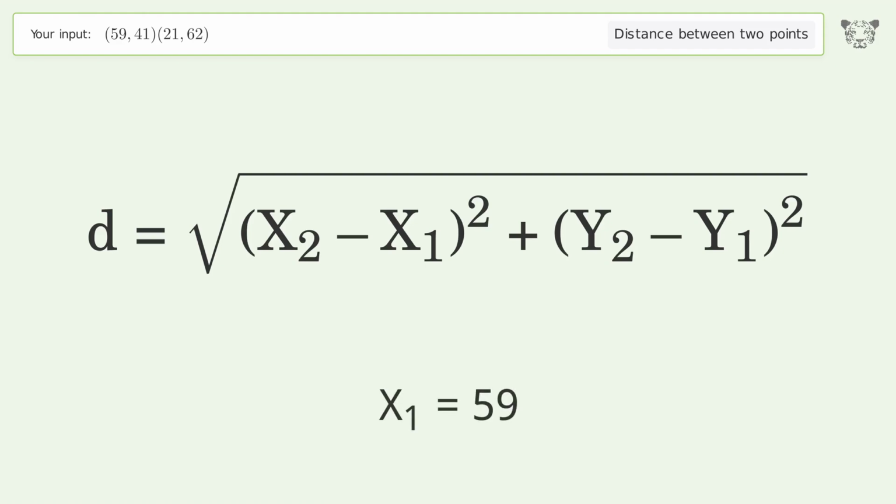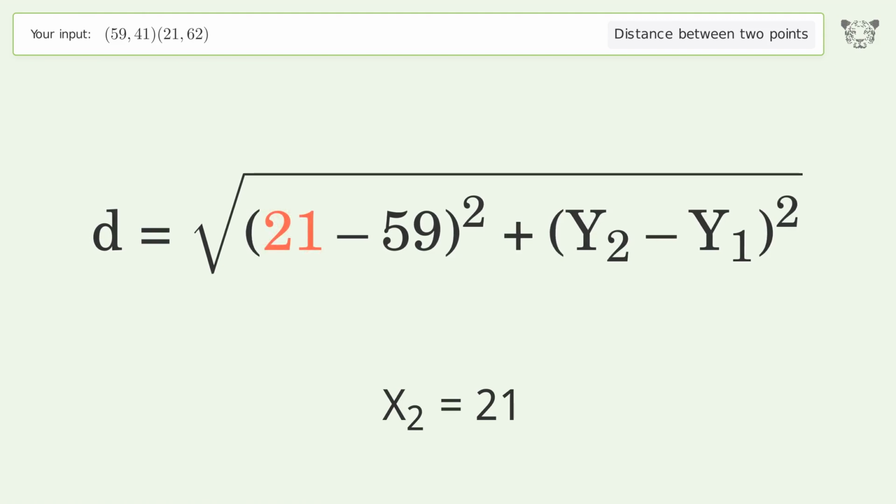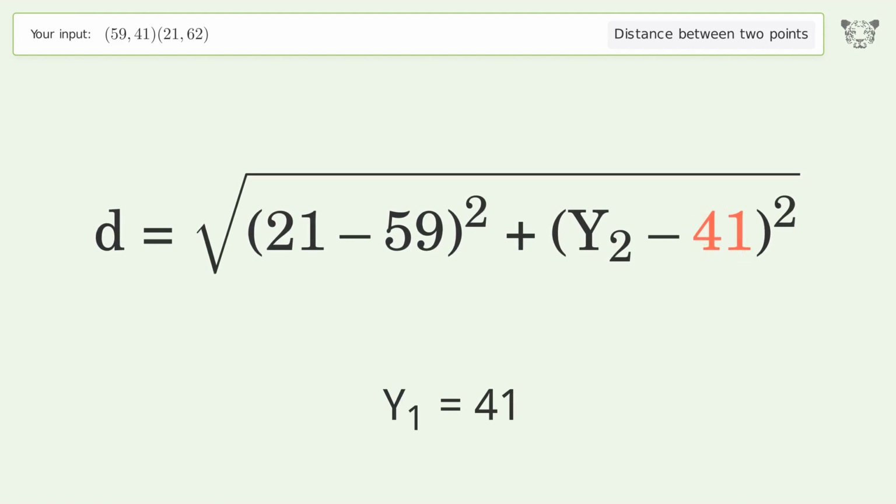x1 equals 59. x2 equals 21. y1 equals 41. y2 equals 62.